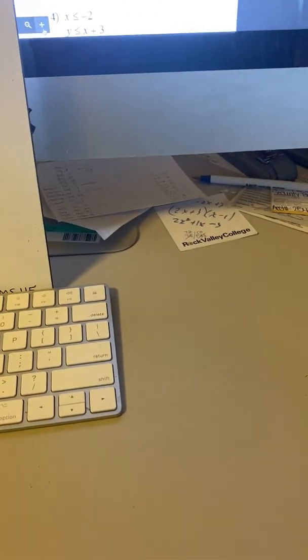Okay, let's do number 2. Okay, the second one, it's exactly the same. Okay, I'll make it a little bigger just because I'm a nice guy. Let's get it. Make it a little easier to read.